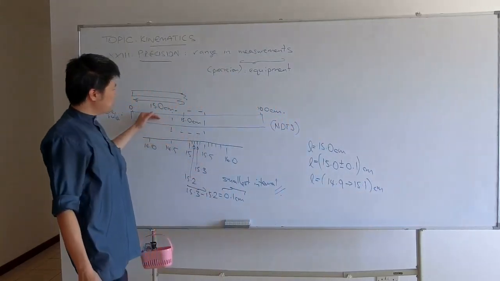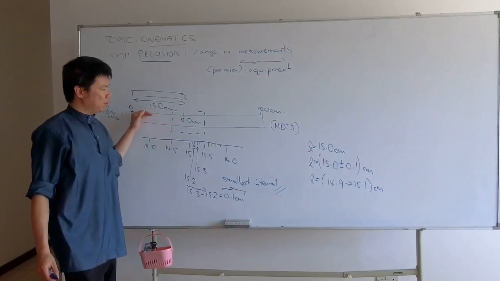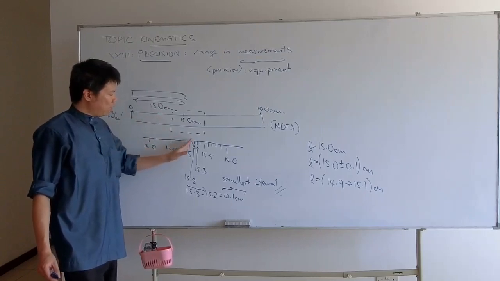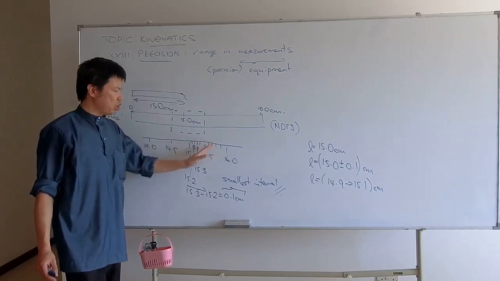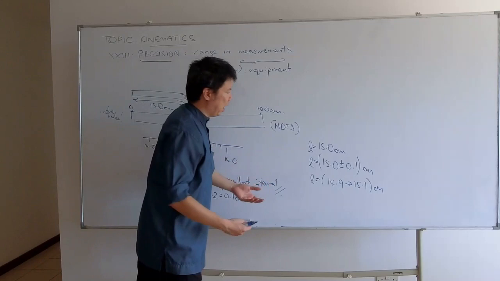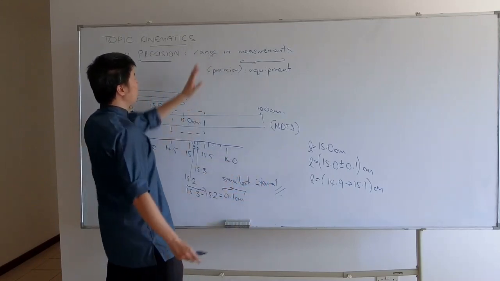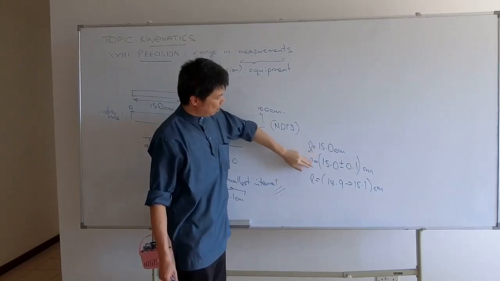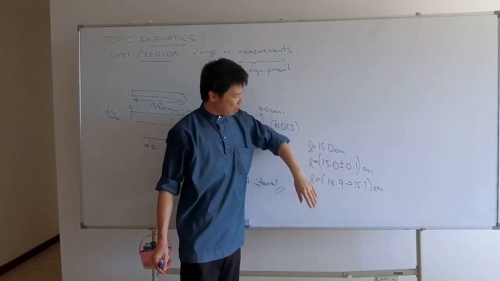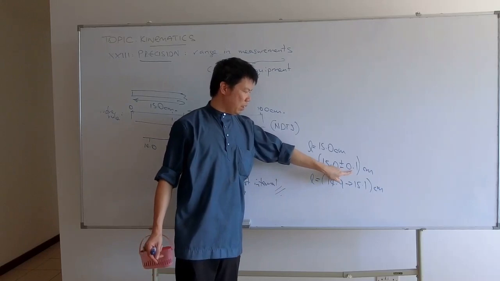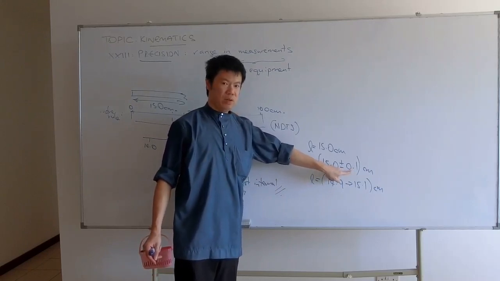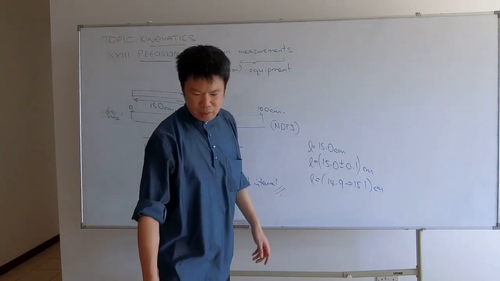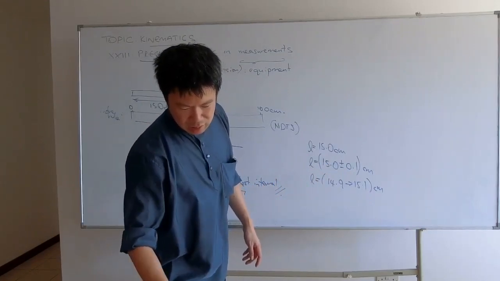Remember, meter rules in the lab, they are not $1 million devices. Okay? That means they will have certain limitations to their use. How do we cater for these limitations? We use precision. Precision in this case, if you write this number, 15.0 plus minus 0.1 centimeter, people know that you are using a meter rule. As simple as that.